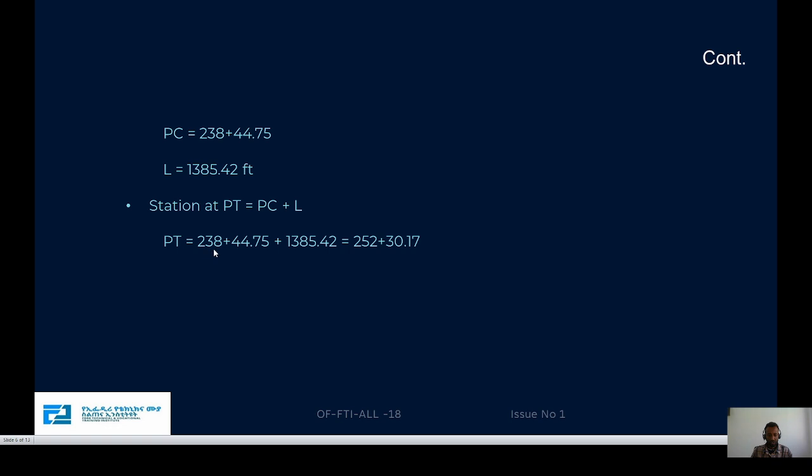So the point of tangent is equal to the point of curvature plus the length: 238 plus 44.75 plus the length, which was calculated using 2 pi R delta over 360. So we get 1385.42, and the point of tangent will be 252 plus 13.17.